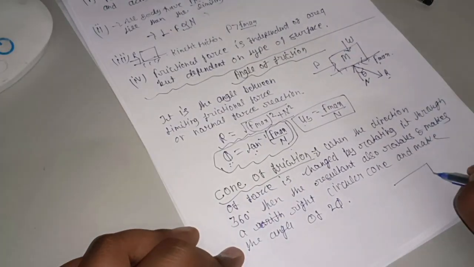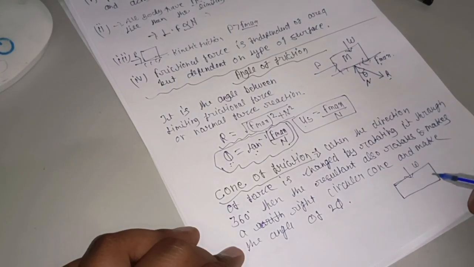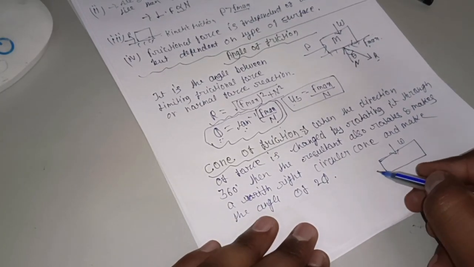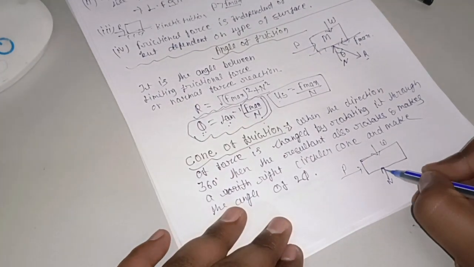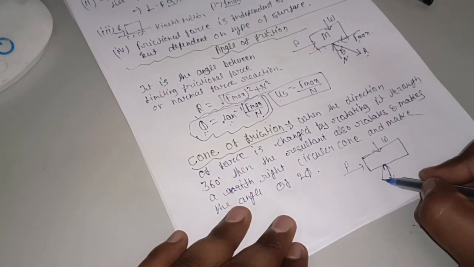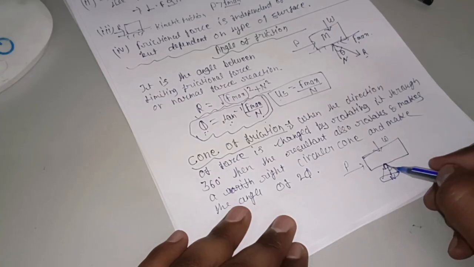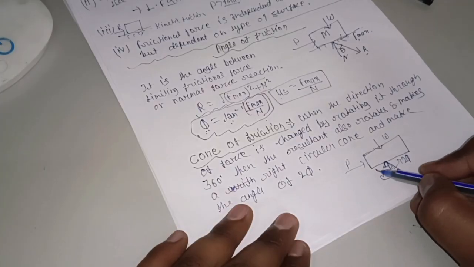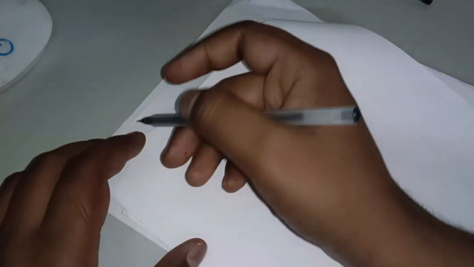Suppose we have this weight W, and we are applying force P. Here it is normal, so the resultant forms a cone like this. This is phi, this is phi, so the whole angle is 2 phi. This is the resultant. Okay, so let's move on and see angle of inclination.